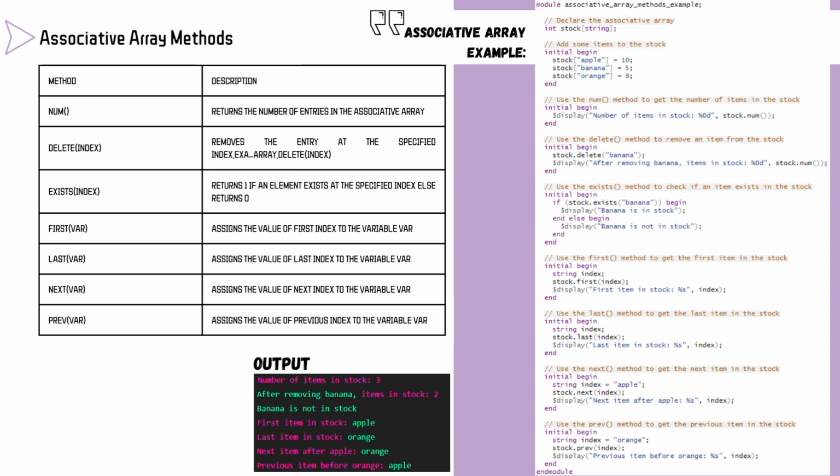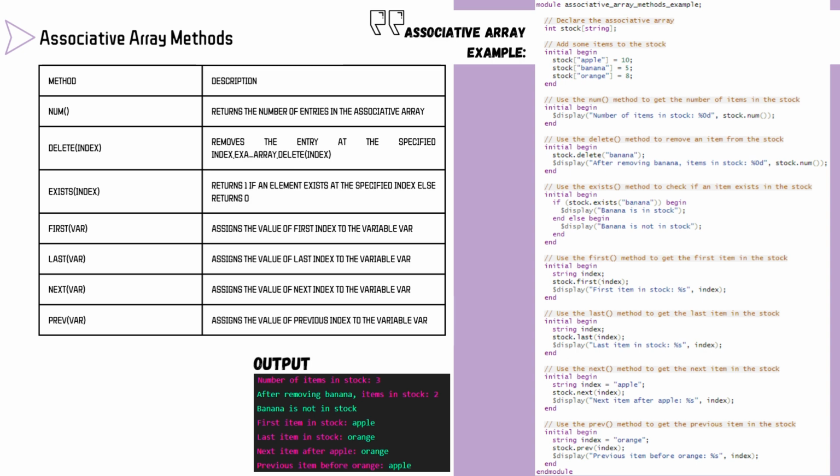First, we declare an associative array called stock using the string data type for keys and int data type for values. We then add some items to the stock array using the assignment operator, where the key is the name of the item and the value is the quantity. Next, we use the num method to get the number of items in the stock array. This method returns the total number of entries in the associative array.